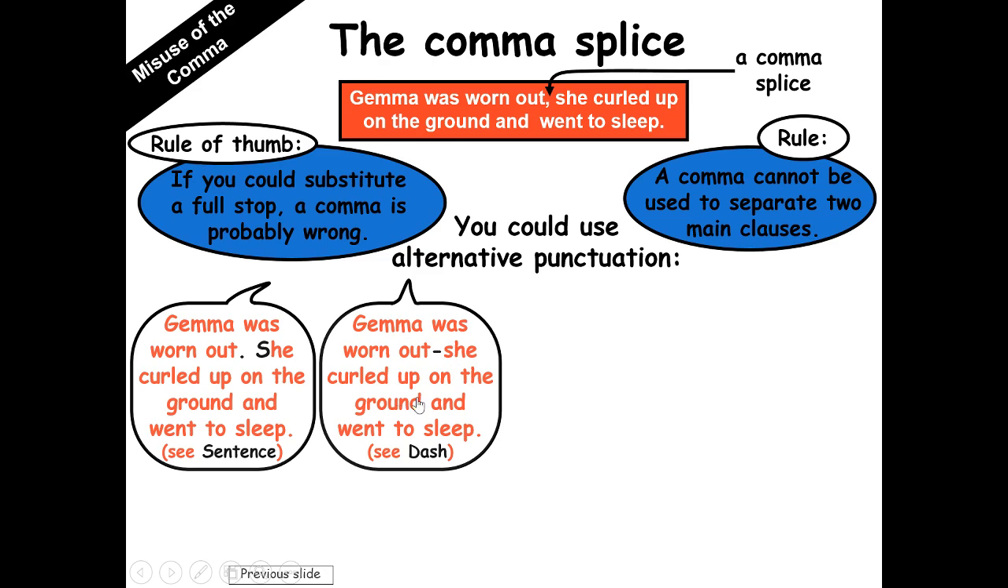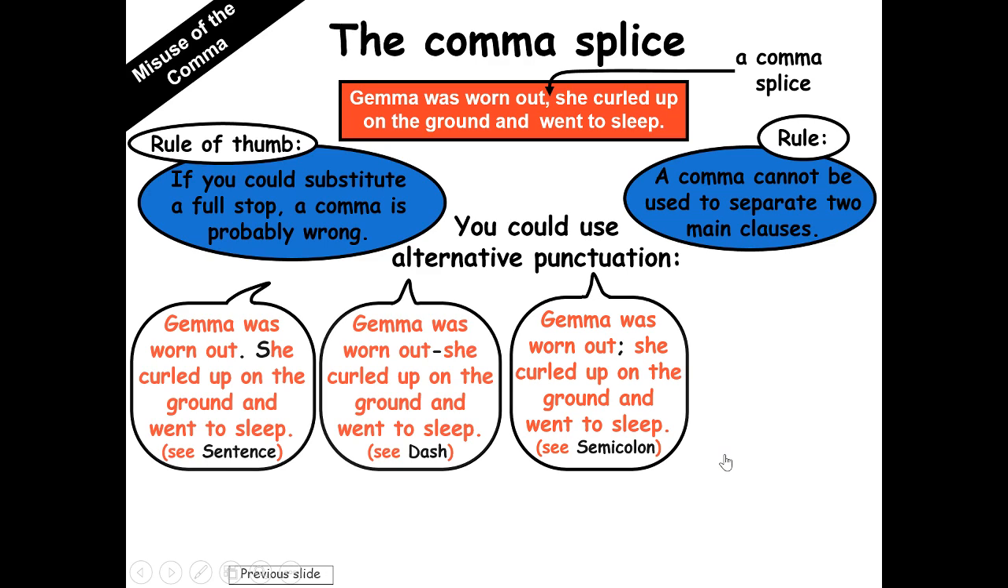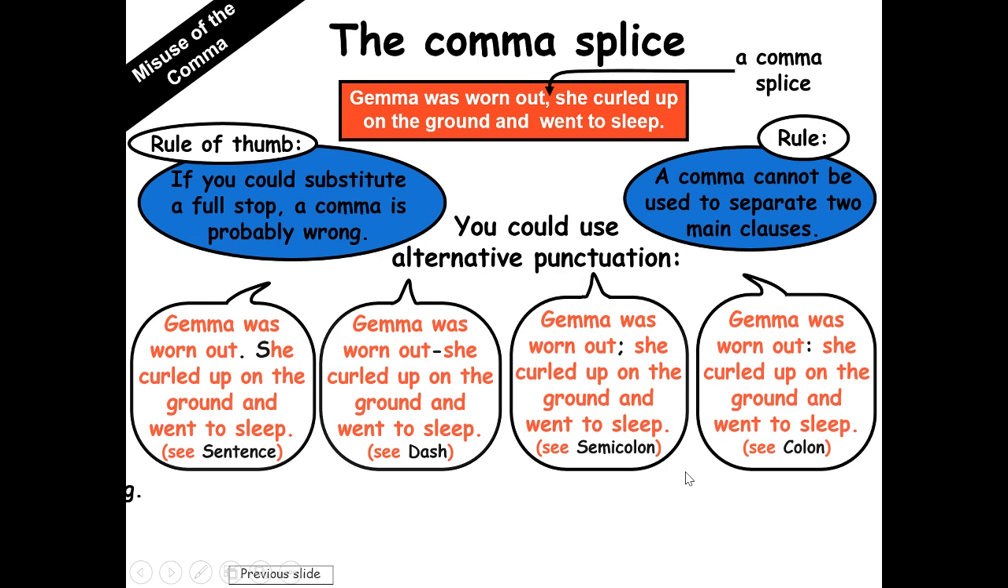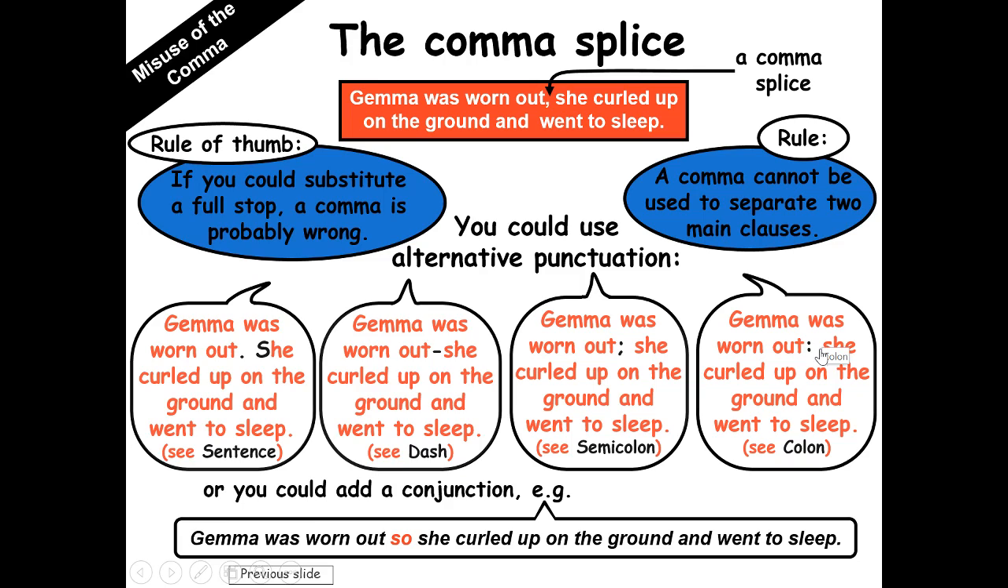Gemma was worn out. She curled up on the ground and went to sleep. Or semicolon. And colon. Also, you can use a conjunction too. Gemma was worn out, so she curled up on the ground. Here we can use words like and, or, then. Okay?